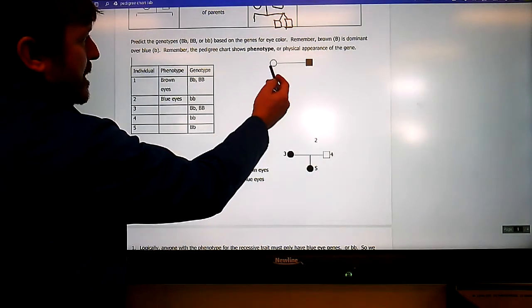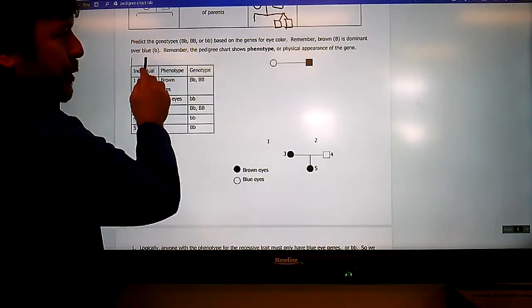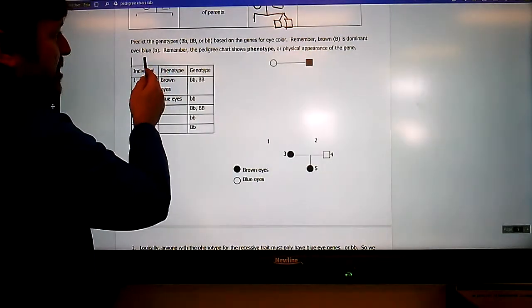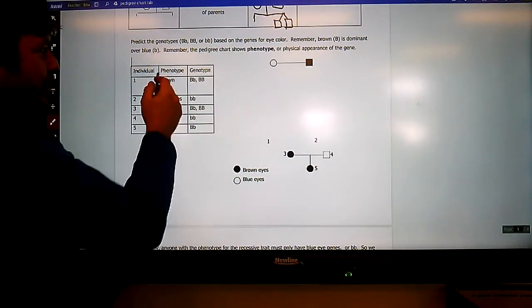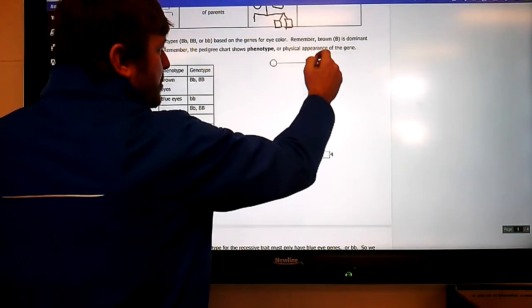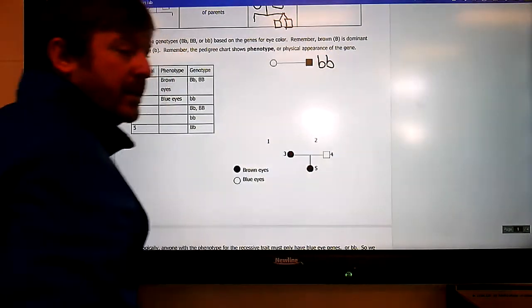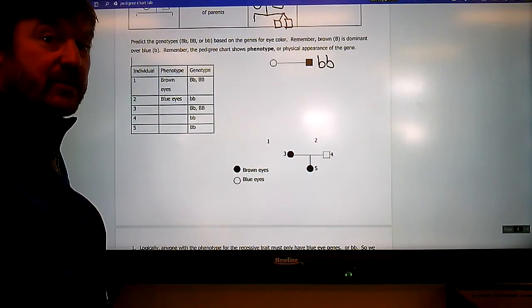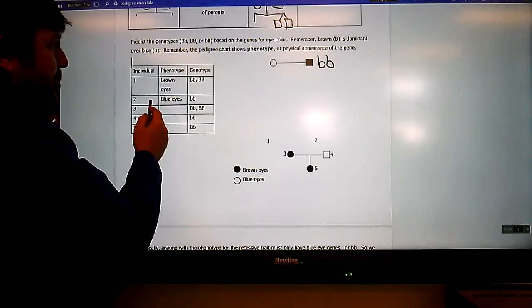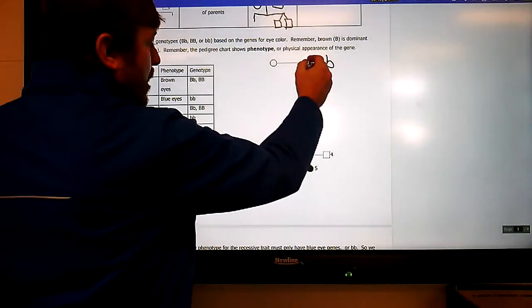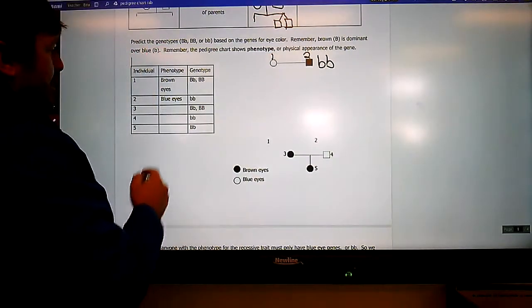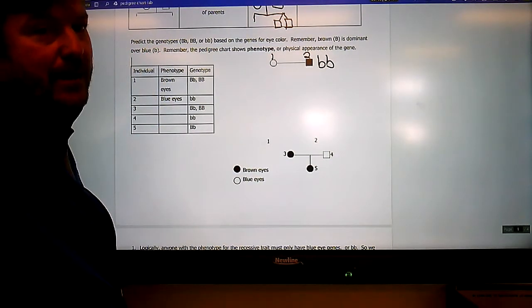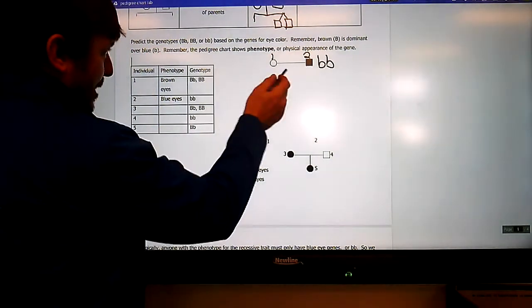In looking at this right here, we're looking at brown and blue, brown being dominant, blue being recessive. What we know based on this is that in order to have blue eyes, this person right here has to have lowercase b as their genotype. So it's not possible for number 2, that would be number 2, by the way, because the numbers got mixed up, 2 and 1. It would not be possible for number 2 to be a heterozygote because if they were, they would have brown eyes.